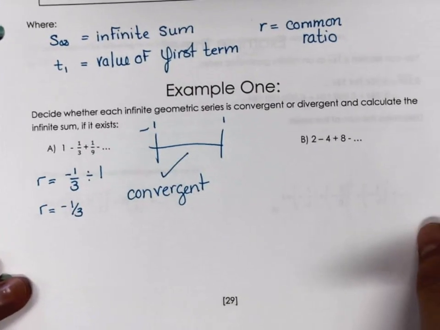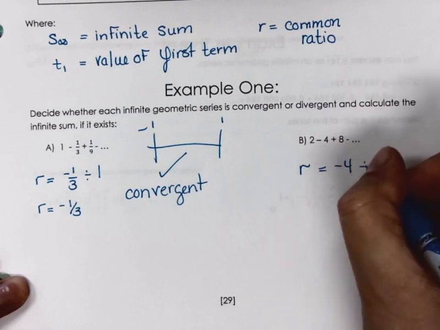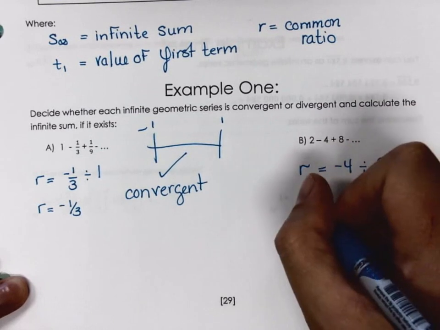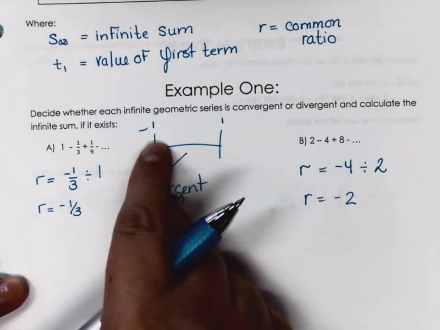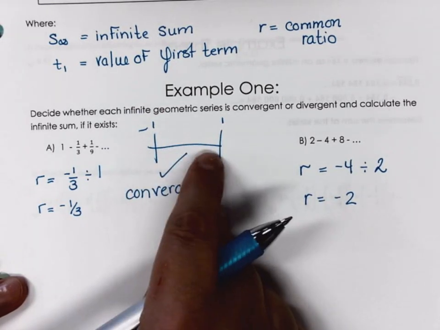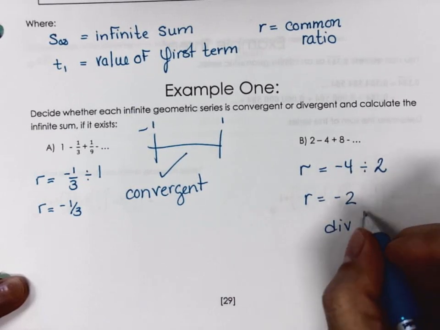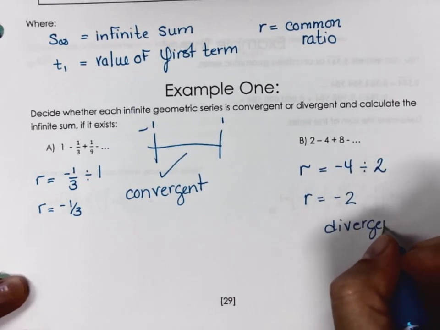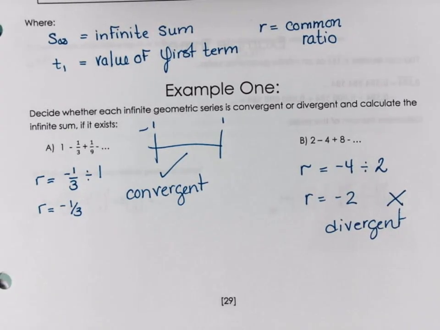Okay, let's go to this one. I need to find my common ratio, so I'm going to take -4 and divide it by 2. R is equal to -2. Does -2 fit on that boundary, that number line? No. So this is divergent. And I can't find a formula for that, or I can't find a sum for that one.